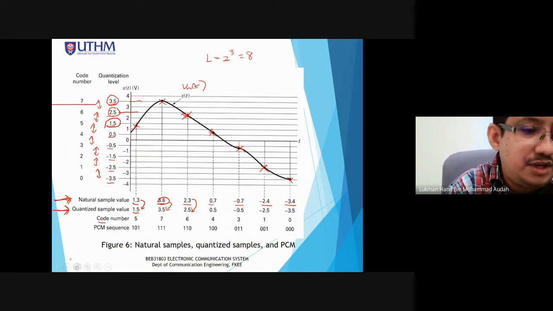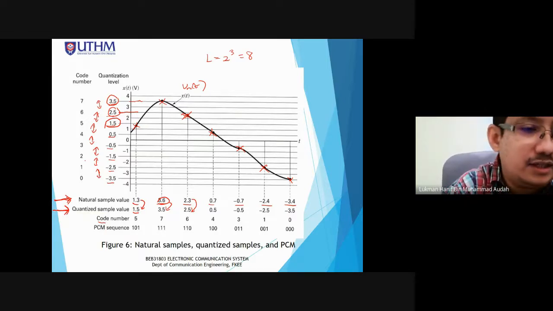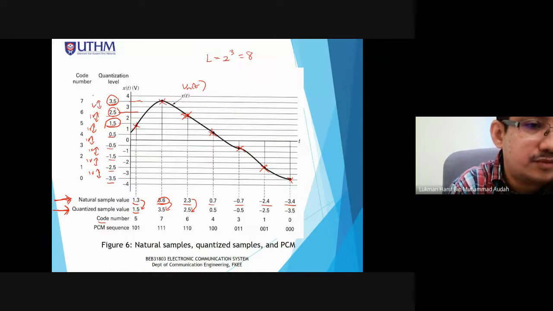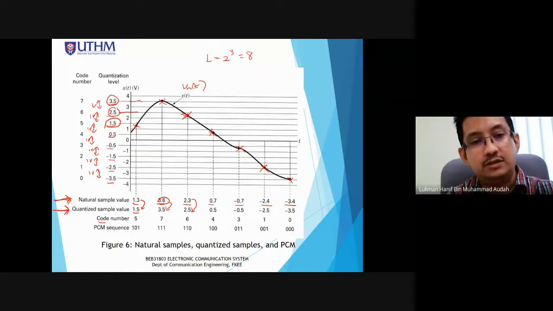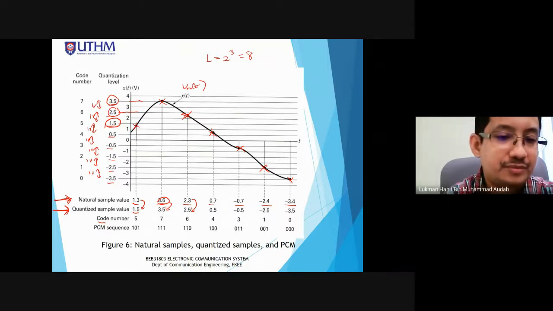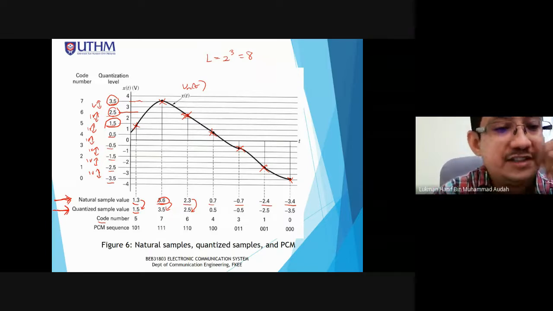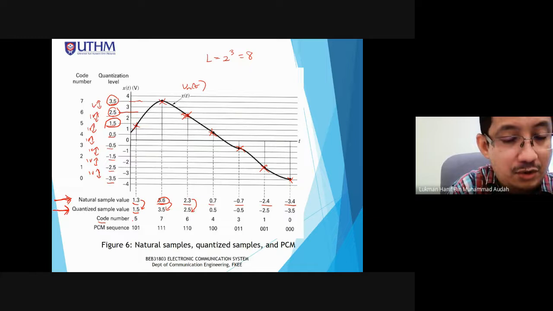Okay. Dalam kes ini, dalam example ini, step size adalah bersamaan dengan 1 volt. Nampak 1 volt. So that means the resolution or the step size is equal to 1 volt. Okay. And if you see from here, ni saya nak tunjuk sikit lah yang bahagian bawah coding.